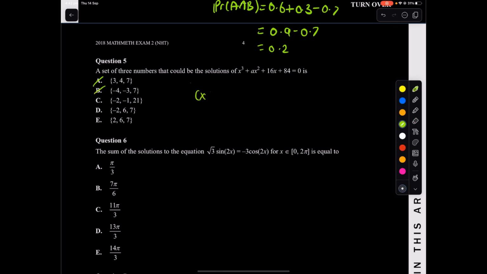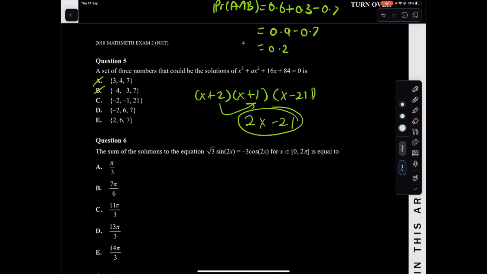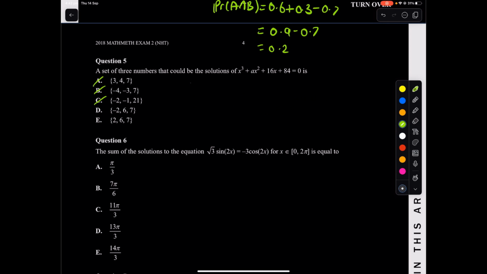What about this one? So x plus 2, x plus 1, x minus 21. Okay, this one over here, these two bring a positive, and we multiply by, again, still negative, wrong. Let's choose D. Let's see D. So D is x plus 2, x minus 6, x minus 7. So this one over here, 2 times negative 6 is negative 12, and we multiply by negative 7. Aha, positive. Choose D as your answer.